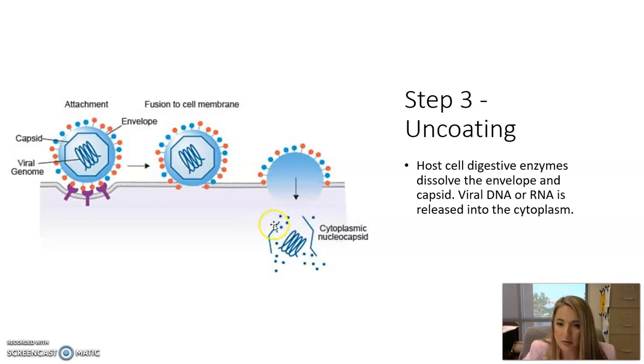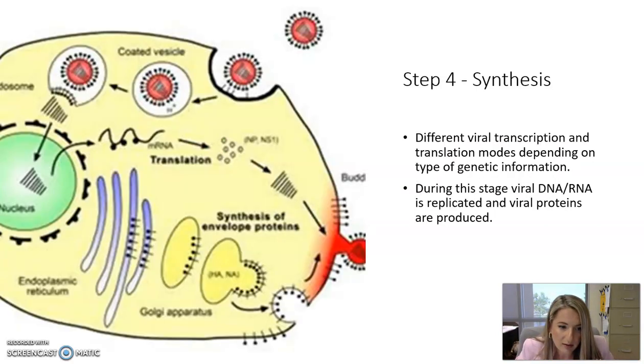So the digestive enzymes are going to take off the protective layers, such as the capsid, to free the virus's genetic material so it can make itself at home, essentially, by taking over the host cell. At that point, the genetic material of the virus would essentially shut down the host cell and manipulate the host cell into producing more viruses.